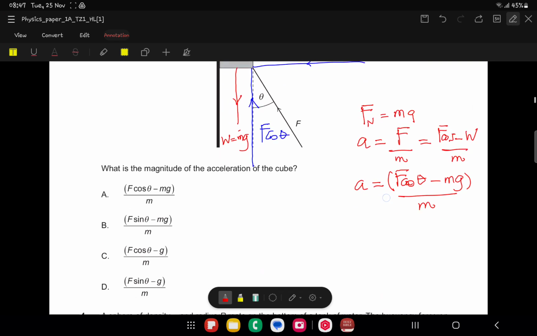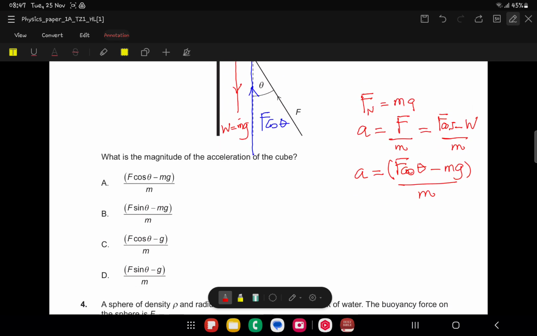So if we look through the possible answers we have here, the first one is F cos theta minus mg over m. Definitely that's our correct answer. So without having to go down and look at the other answers, our correct answer in this case is A.